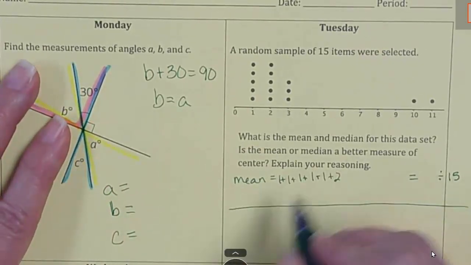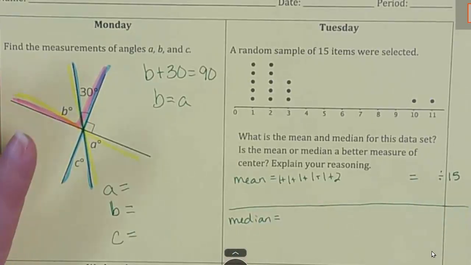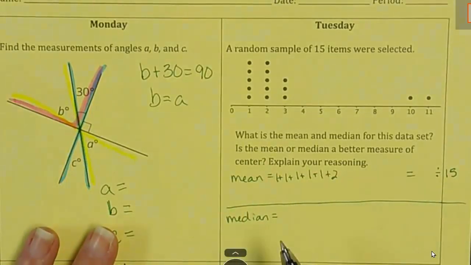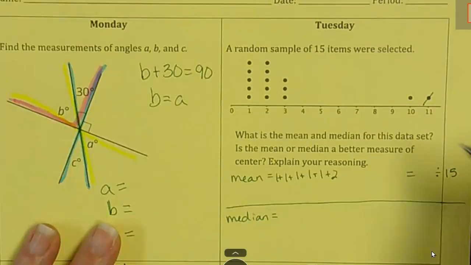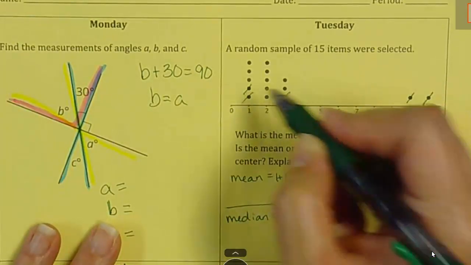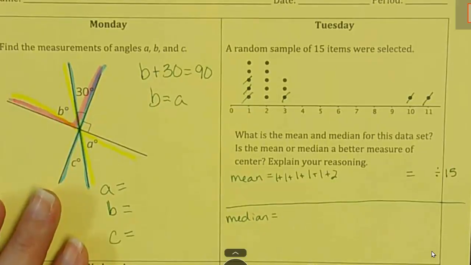Okay. Median. To find the median, we could write out all of our numbers in order, like we did here. Or we can start crossing off dots. 1 here and 1 here. 1 here and 1 here. And keep going until we find out what is in the middle. Once you find that middle dot, that's your median.